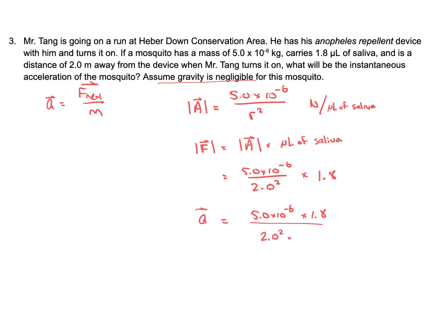So the mass of the mosquito is 5 times 10 to the negative 6. Oh, wow, I chose nice numbers. There's 5 times 10 to the negative 6 on the top and the bottom. So it's really just 1.8 divided by 4. 1.8 divided by 4. I think that's 0.45. Double check. Yep.